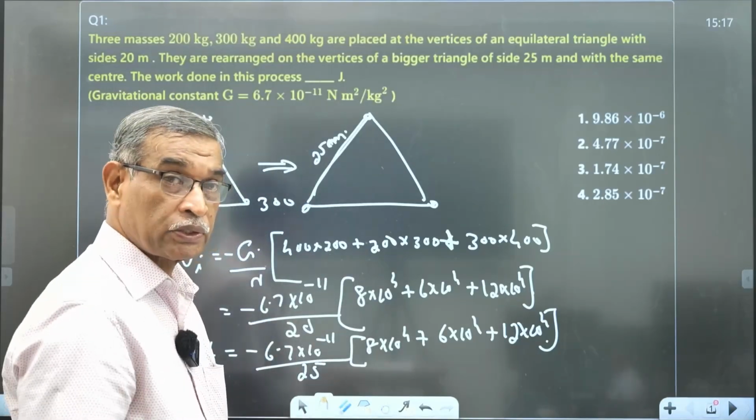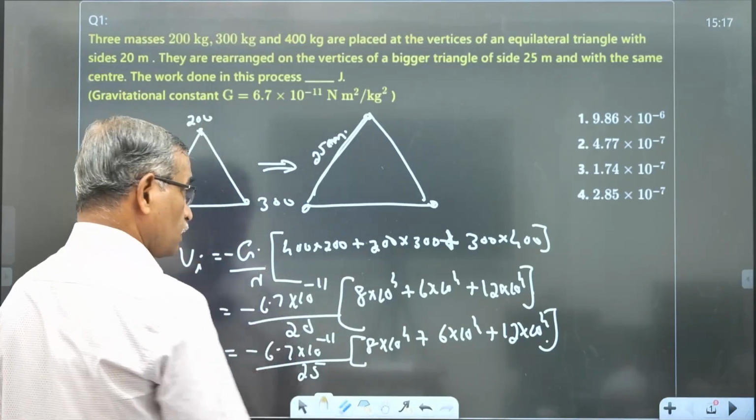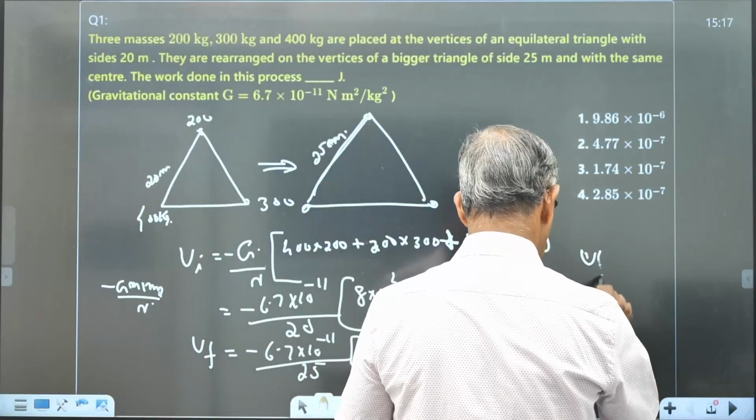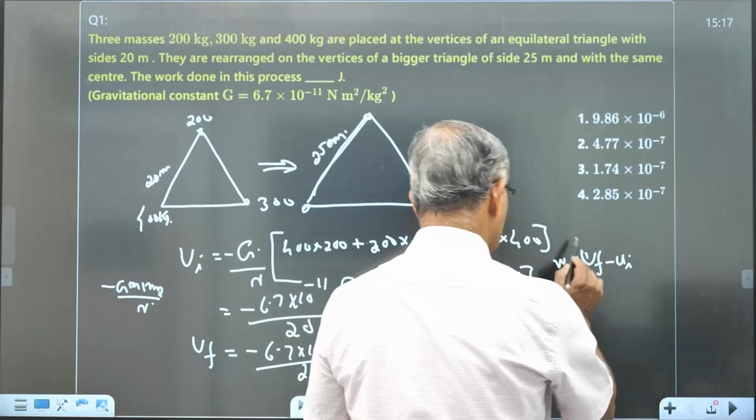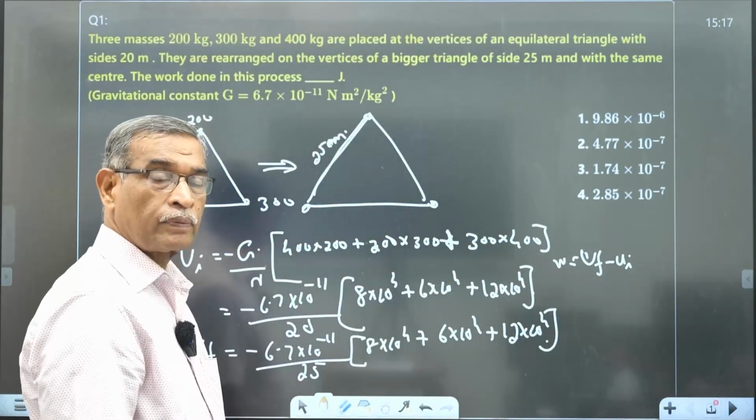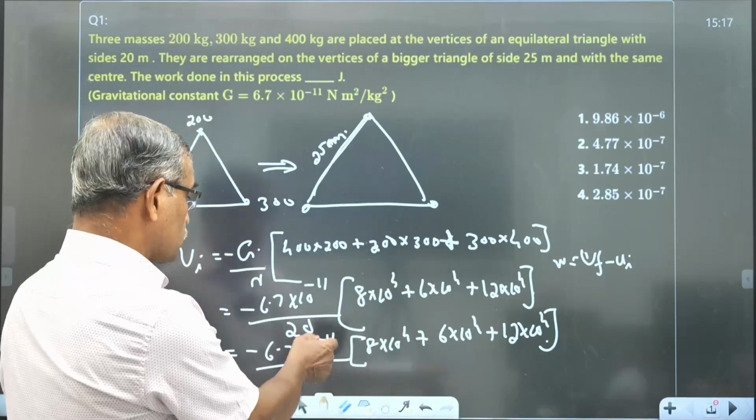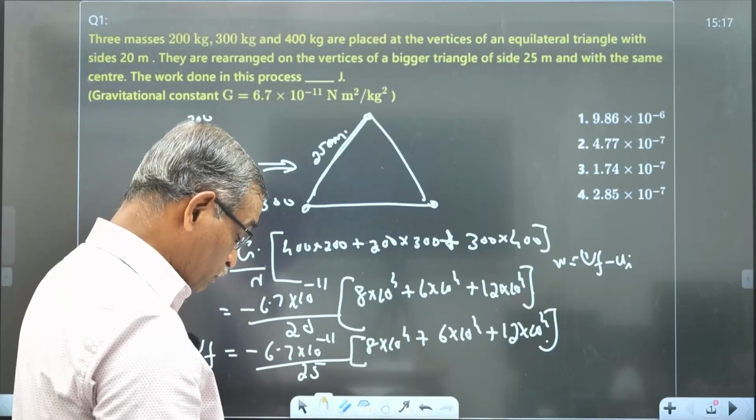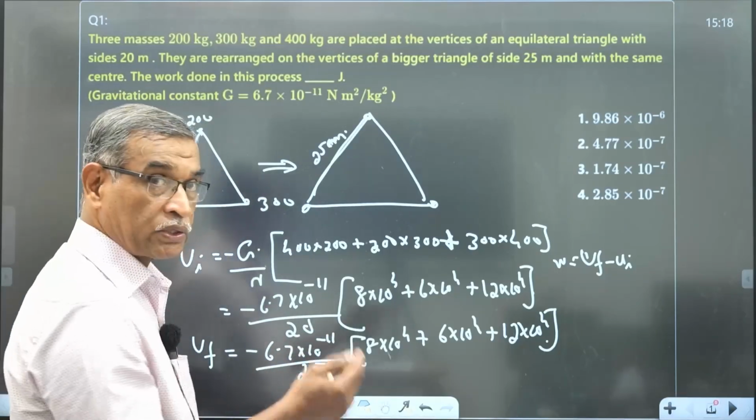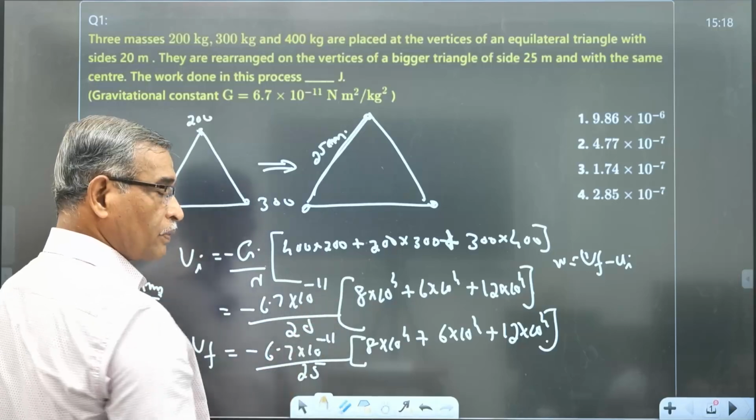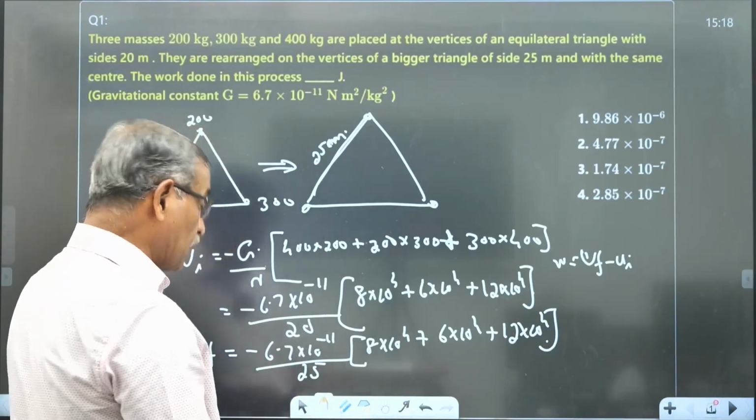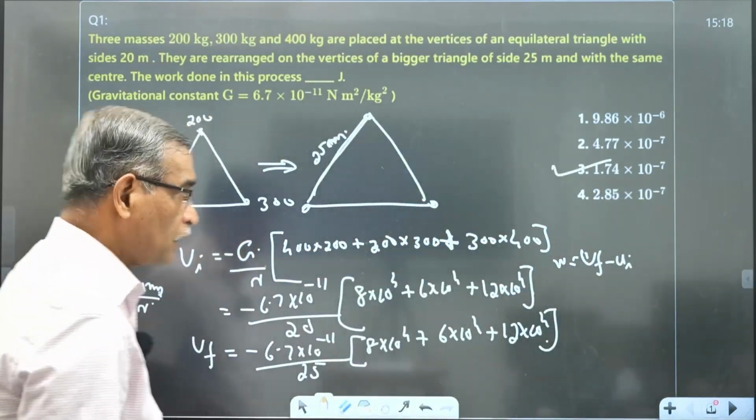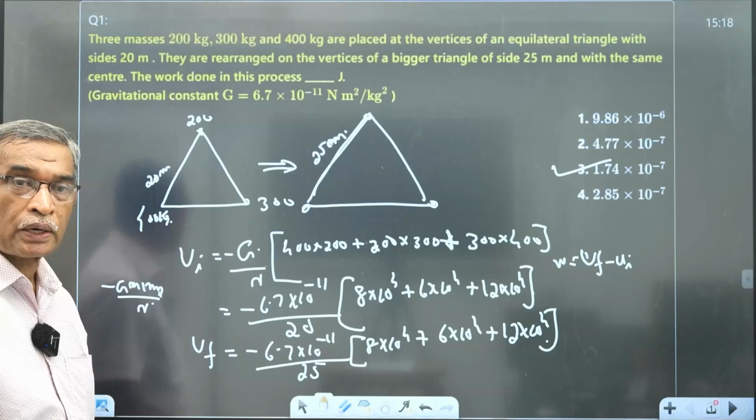Now the numerical calculation is there definitely, and the next part is the work done. Work done, we already said, is equal to Uf minus Ui, the change delta U. Work done you can compute from this. Substitute this numerical value, and on calculation, you can see on the next page if you want. Otherwise you calculate, and the numerical calculation yields the result 1.74 into 10 raised to minus 7. So the option is correct. We can go to our next question.